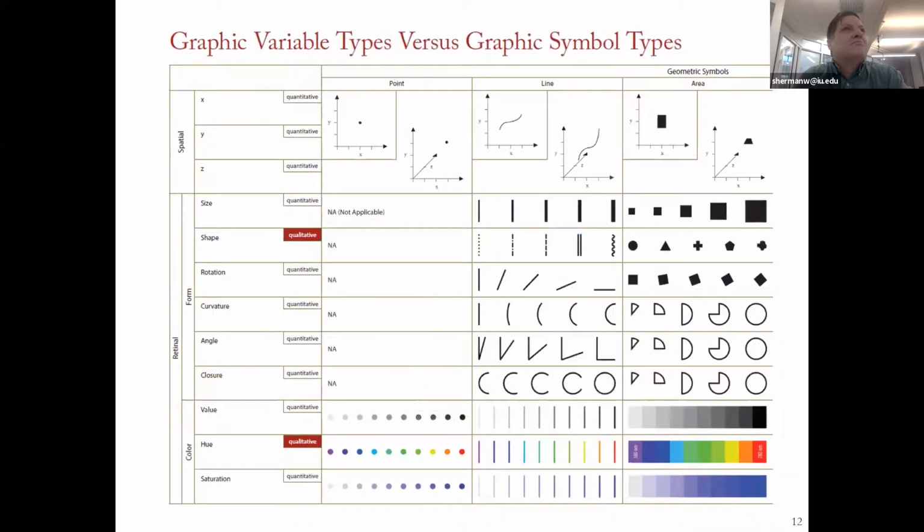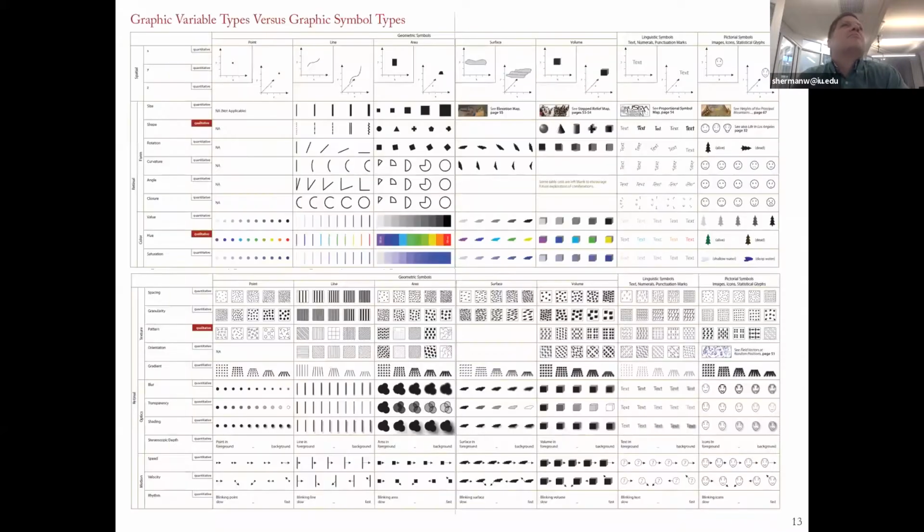But what you get to see is you have points and lines and areas and surfaces, then also linguistic symbols and symbolic symbols. And going downwards, you have spatial position, X, Y, and sometimes Z. You have retinal, form, and color. But again, you also have textures and you have motion, which you can use to encode data.